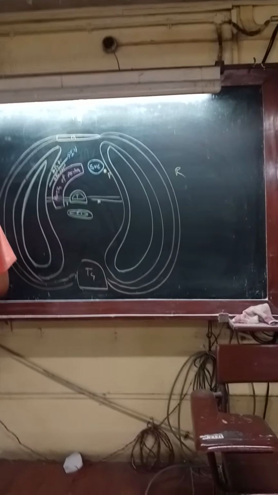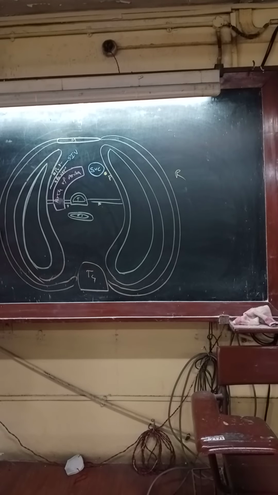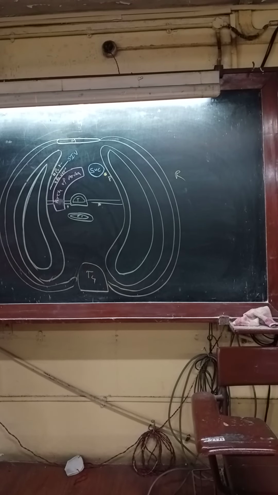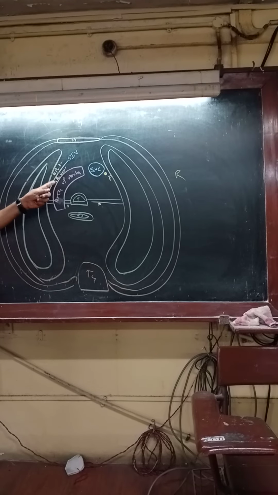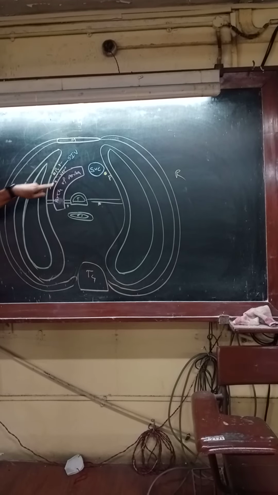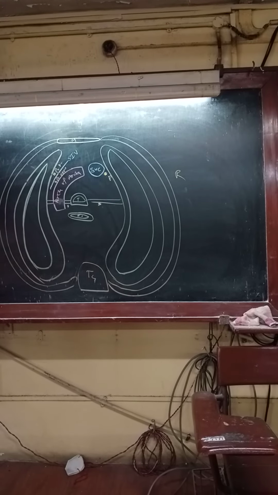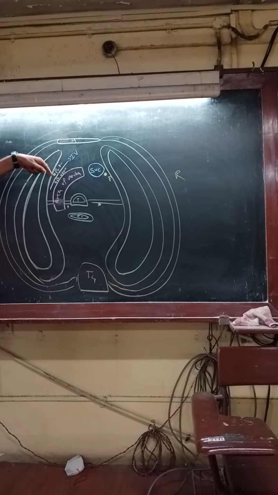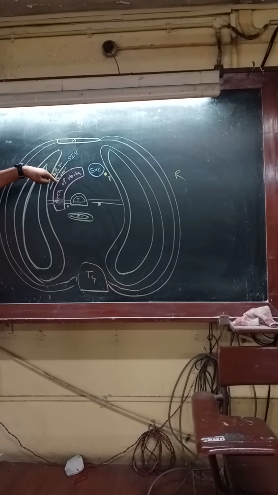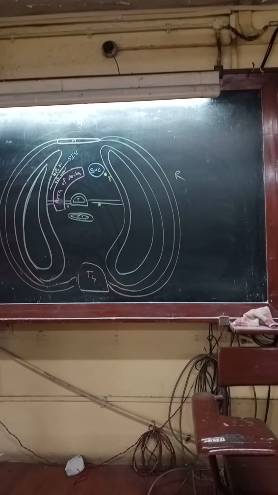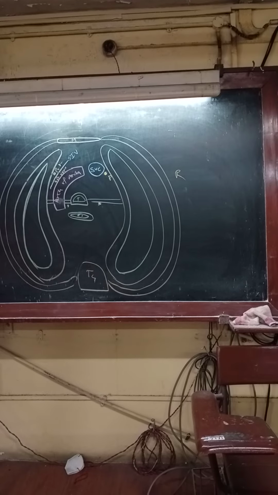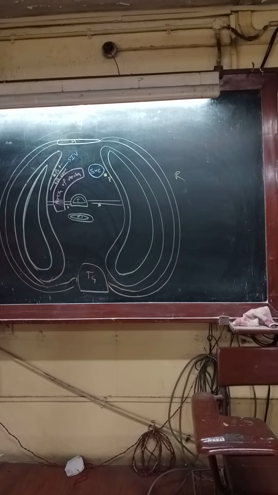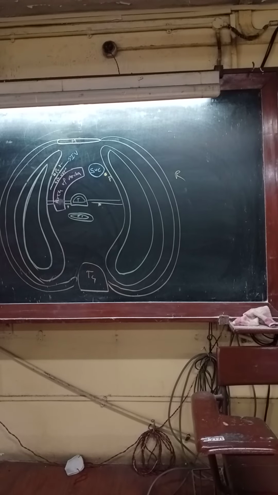So you need to understand the anatomy. The arch of aorta goes like this. Vagus goes in front of the arch of aorta. This is the left vagus. It gives a recurrent laryngeal branch, which goes up like this. So vagus is going down, it will give a recurrent laryngeal branch, which will go up behind the aorta.